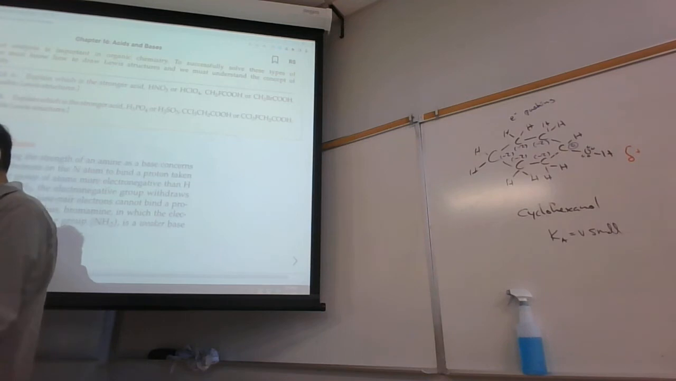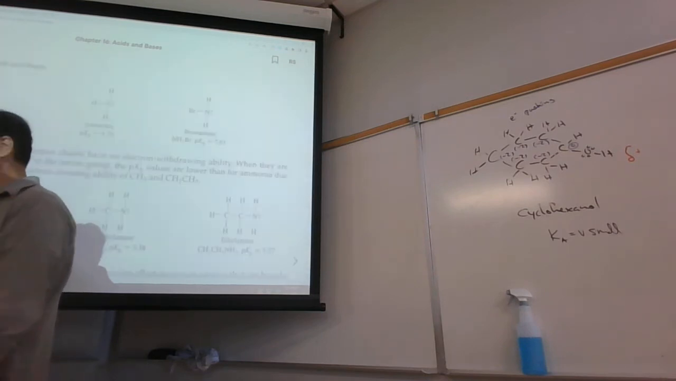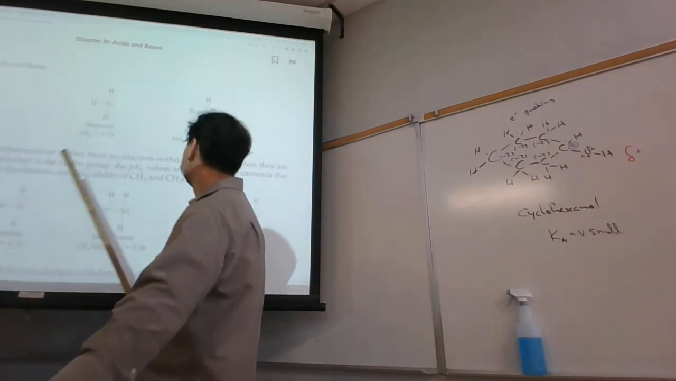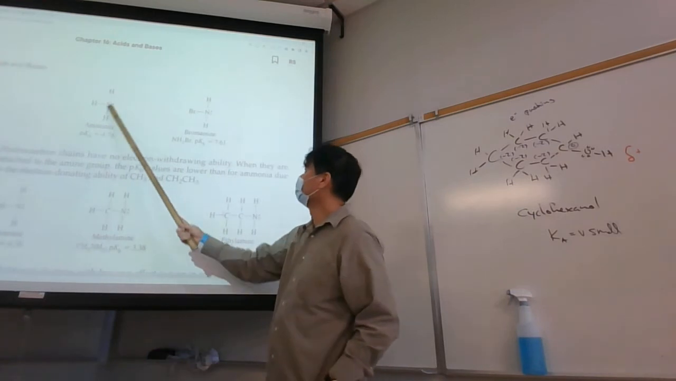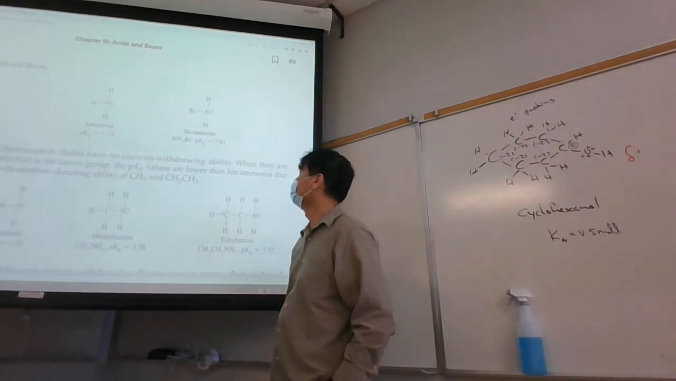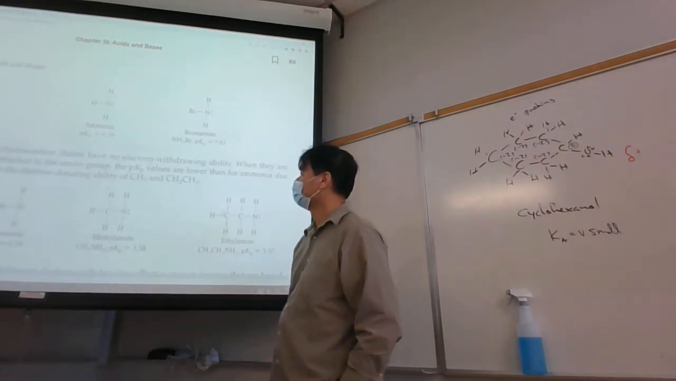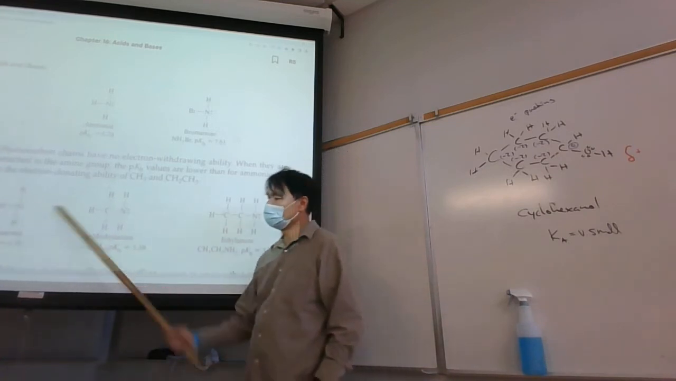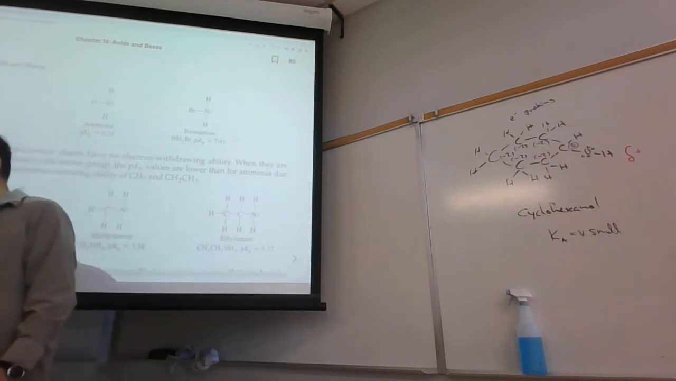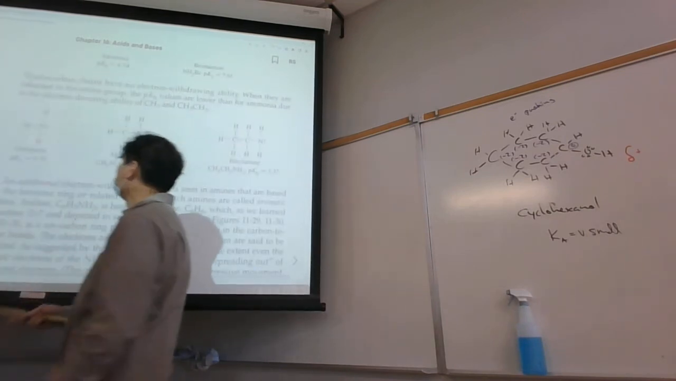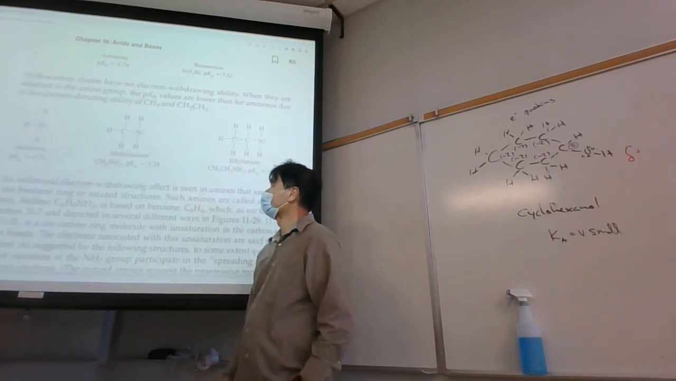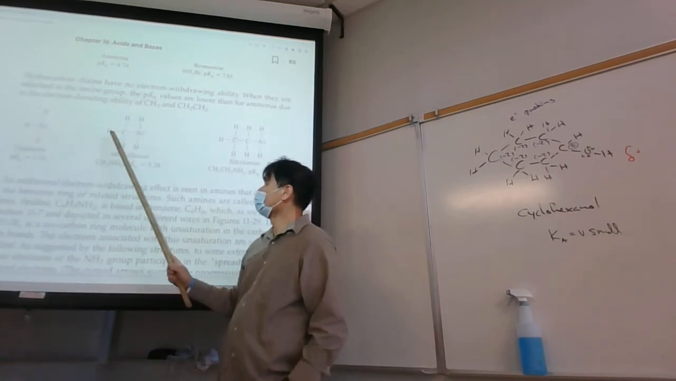Amines are a class of organic bases, and there's a table of Kbs for amines. Let's look at some amines. Ammonia is an amine. Methylamine is an amine. So let's take a look at ammonia versus methylamine first. If we look at ammonia versus methylamine, we just remove one hydrogen and replace it with a methyl.